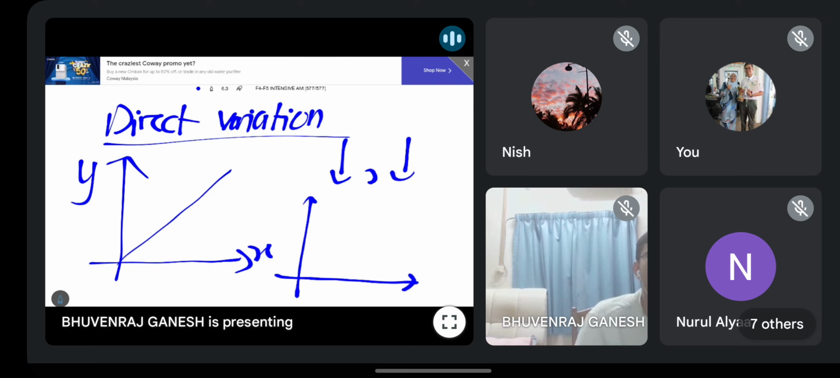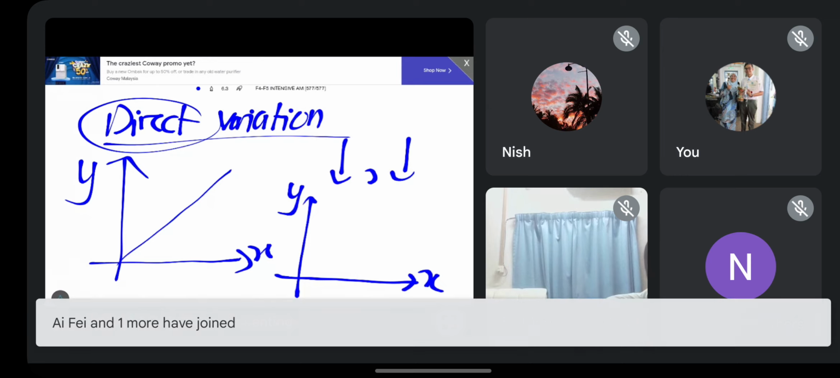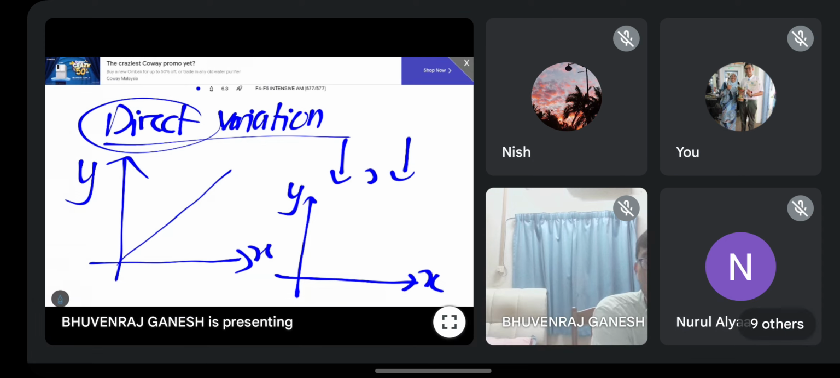Kalau dua-dua kuantiti berkurang. Let's say X berkurang, Y berkurang. So how will be the graph? Macam mana graph dia? Dan dia adalah ubahan langsung. So anyone know how to draw the graph? Kalau dua-dua berkurang. Anyone? It should be like this.